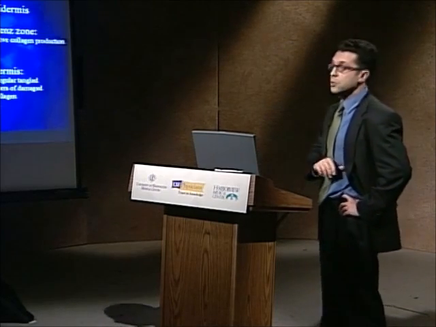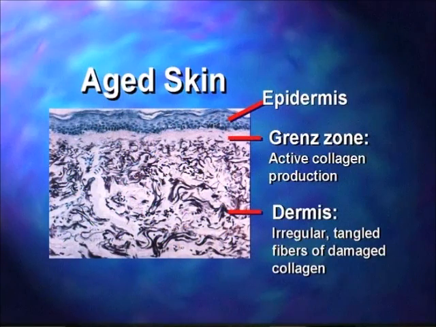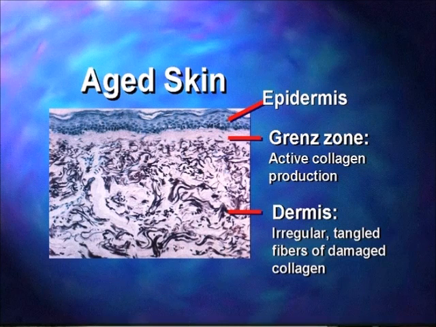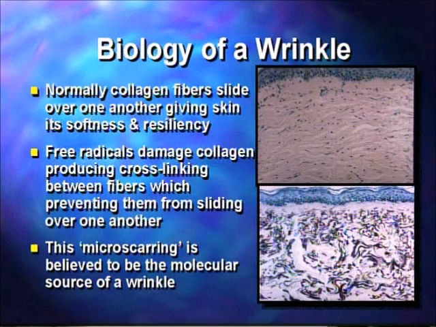As opposed to something like this, with someone who has signs of significant sun damage, their skin, as stained in this case here, shows the multiple irregularly tangled fibers of the damaged collagen. You can see that the collagen has lost its regular alignment. But you do still see that zone immediately underlying the epidermis where there is still active collagen production.